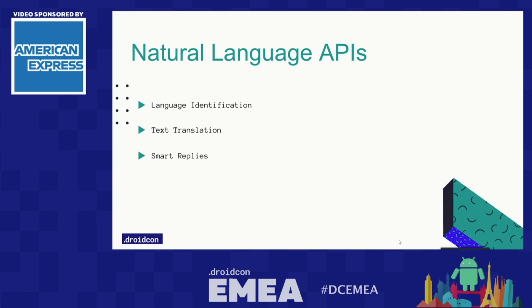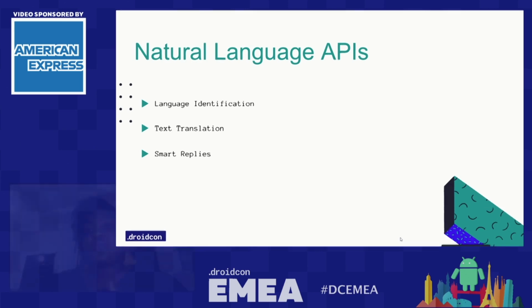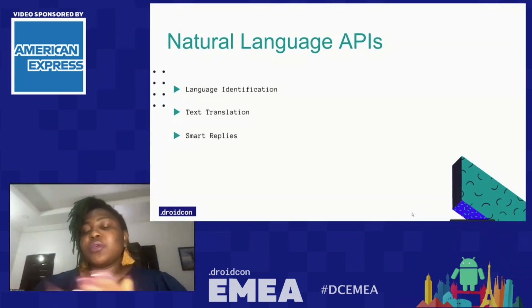And then we have smart replies also. I know at least once in recent times you would have experienced a chat application suggesting replies for you, even your email and all that stuff. So one of the APIs available under ML Kit is Smart Reply. So it suggests what your reply could be based on the conversation you've had with the third party.